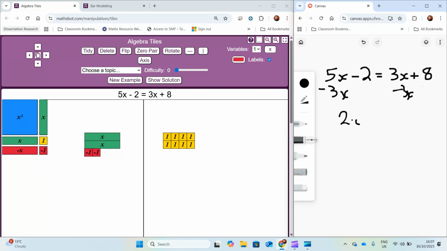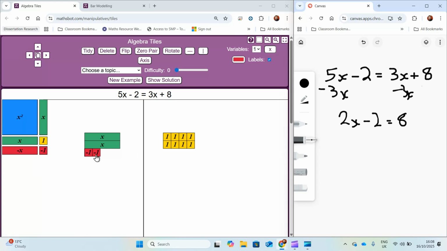2x and negative 2. And what we've got left on the right-hand side is just 8. And of course, now we're in that simple linear equation setup where we've only got x's on one side of the equal sign. And so now we can focus on the numbers involved on each side of the equal sign.